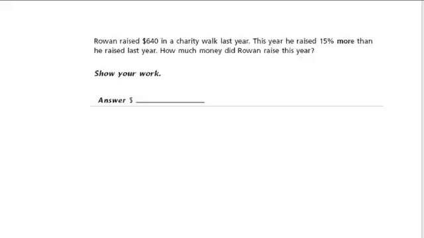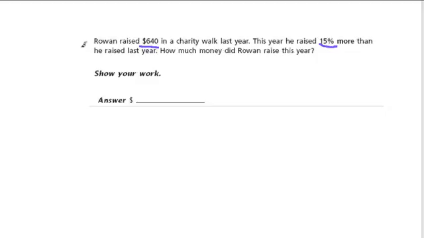With percent problems, when things seem tricky, we just want to keep track of the information, the numbers we're given, and sometimes set up a proportion. So that might be our strategy here, but the goal is to always figure out what percent they want us to find. So let's look at this problem.